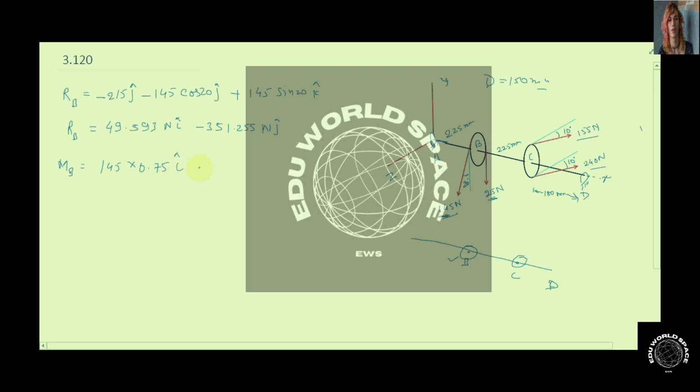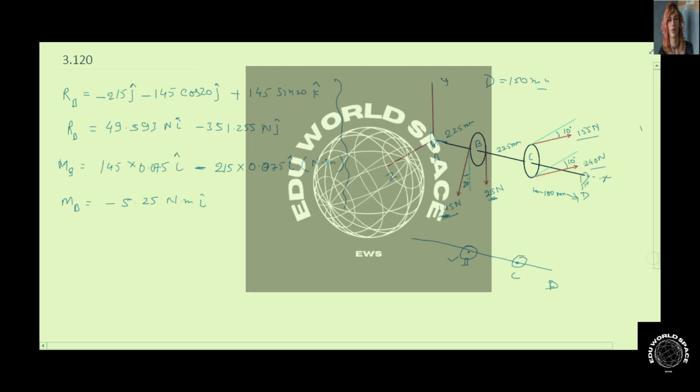This moment because of the 145 Newton about point B will be along positive I cap. Minus, if we talk about the moment because of this 250 Newton, this will be along the negative x-axis, so minus 215 multiplied by the radius, that is 0.075. The unit will be Newton meter. So the equivalent moment about point B comes out to be minus 5.25 Newton meter I cap. Now a similar procedure can be carried out for point C.